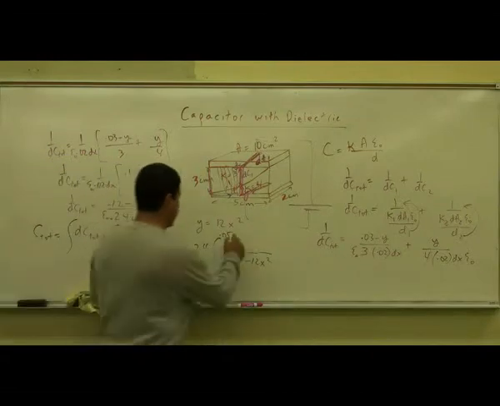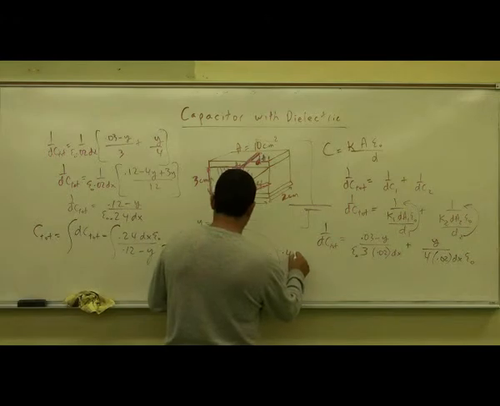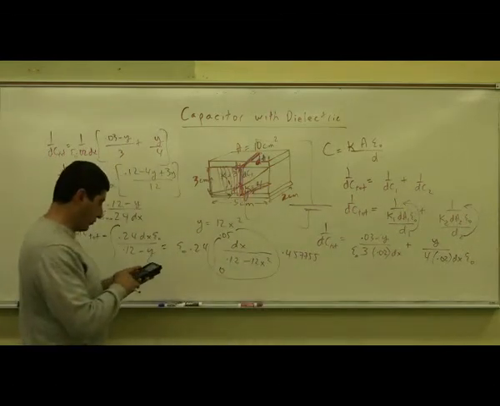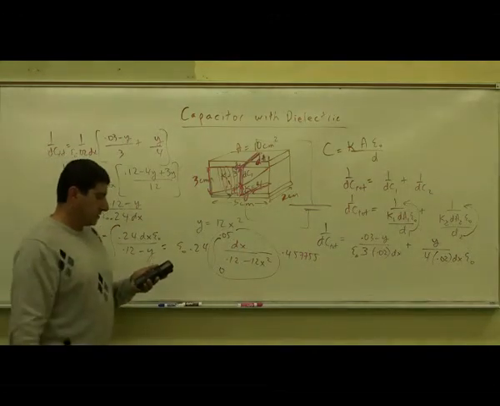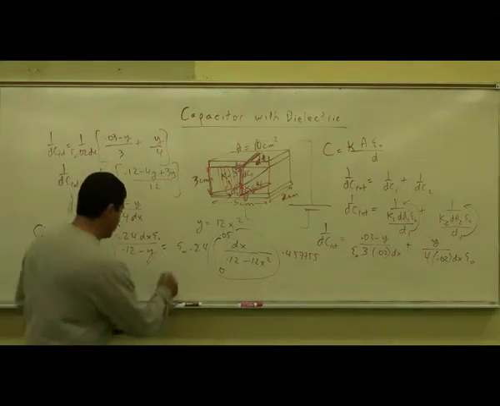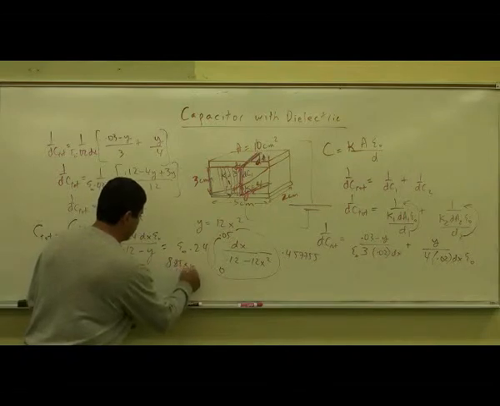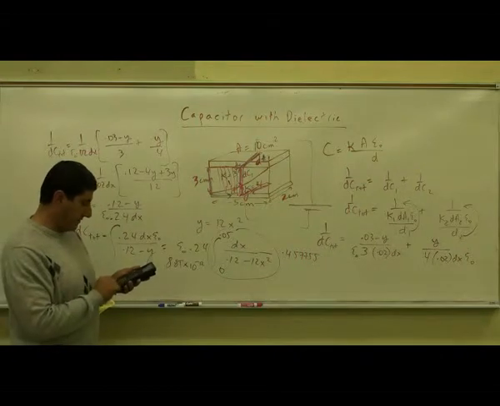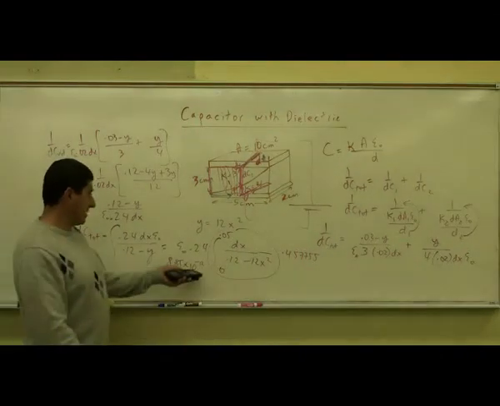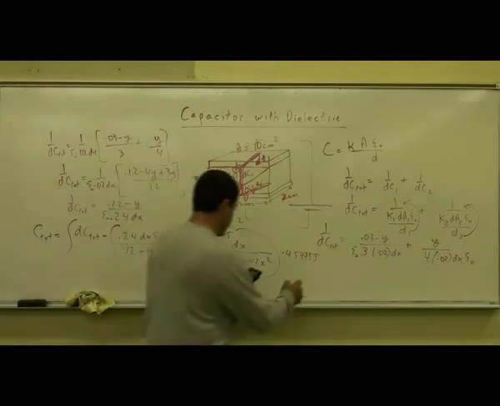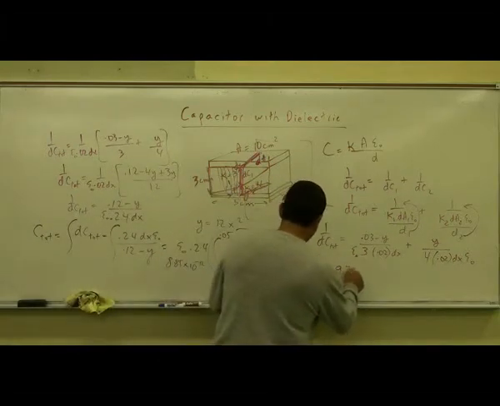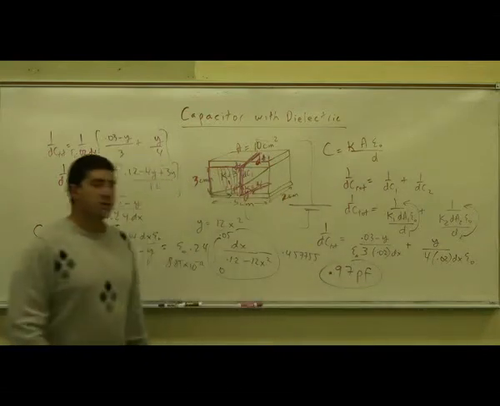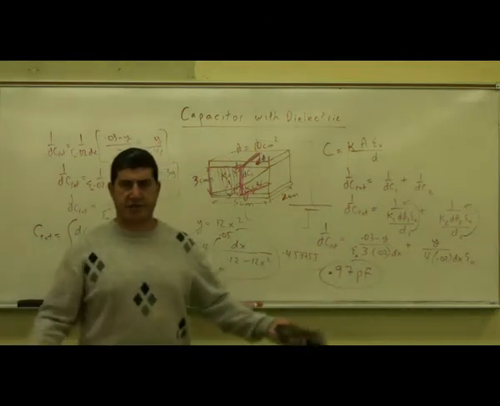We get 0.457755. Then you multiply that by 0.24, and then you multiply by E0. E0 is 8.85 times 10 to the minus 12, so multiply this by 8.85. You get 0.97, and 10 to the minus 12 is a pico. So we can say our final answer is 0.97 picofarads.